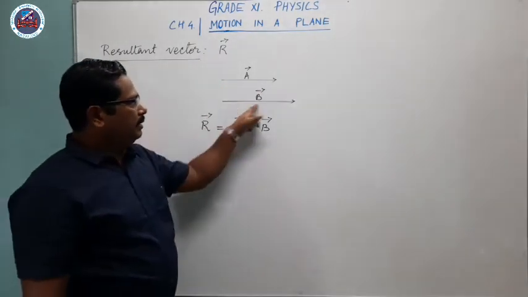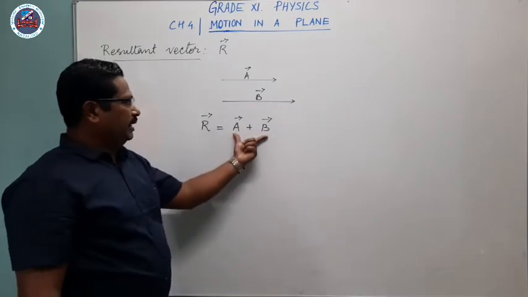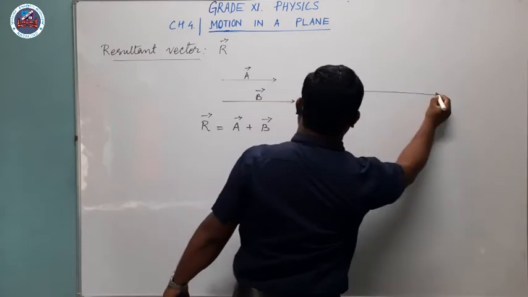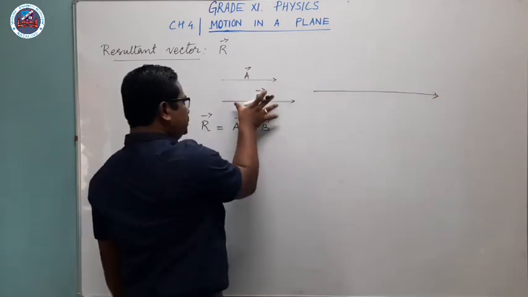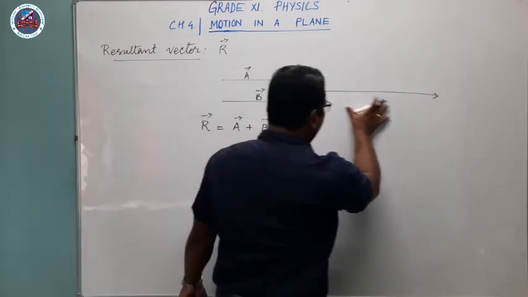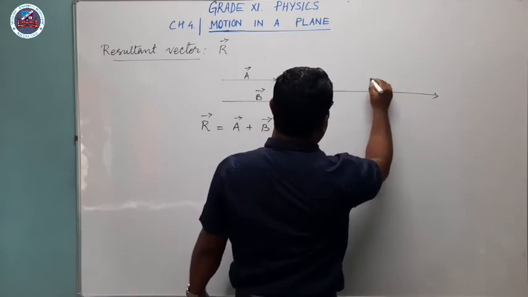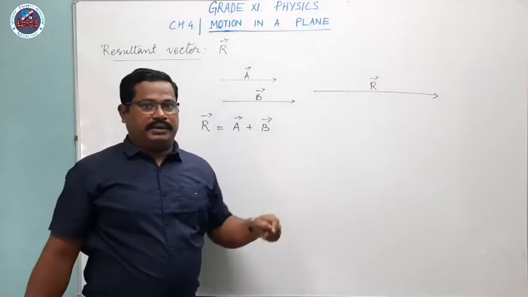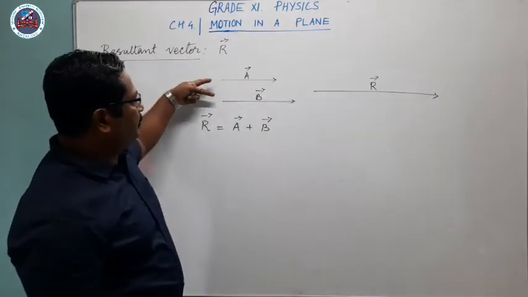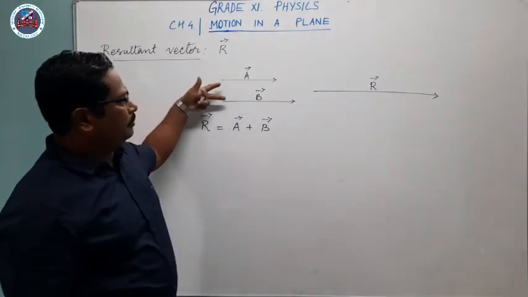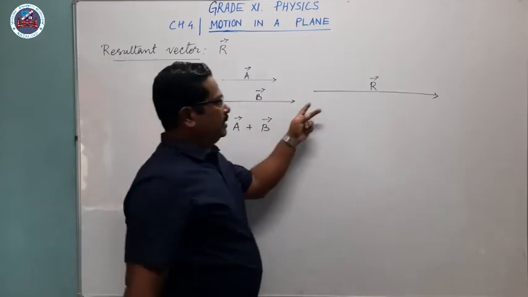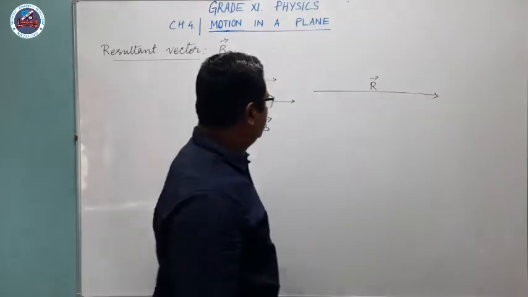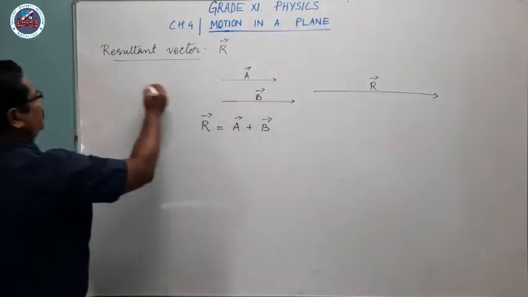So A and B, two vectors, when you are adding them, the resultant vector will be represented by A plus B. Suppose this is 2 cm, this is 3 cm, then altogether it will become 5 cm, that will be your resultant vector. And it must have direction, because we are talking about a vector quantity. Direction will be the same. A and B both pointing from left to right. So the resultant vector's direction will be from left to right. This is case 1.